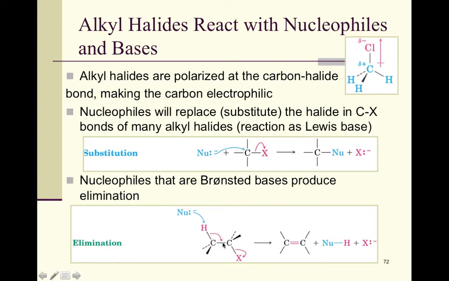When the pair of electrons goes here, that gives too many bonds to our carbon, so the pair of electrons that held the carbon and the halogen is going to go to the halogen. We have a new alkene, and our nucleophile now is attached to our hydrogen. So the net result is we expelled the halogen and eliminated it, causing a carbon-carbon double bond.